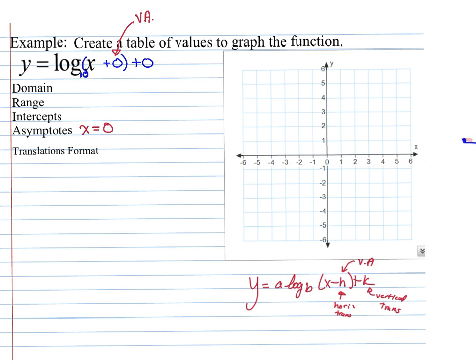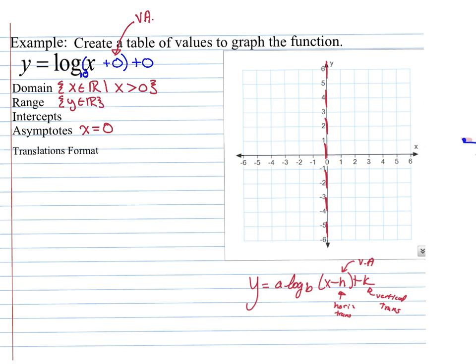Our domain, since we're going to have an asymptote at x equals 0, so this is our x equals 0, our graph is either going to be to the left of that line or to the right of that line. Most likely to the right. So it's going to be all the numbers that are greater than 0. So we're going to have x as an element of the reals, such that x is greater than 0. All my values are going to be to the right of that line. Our range is going to be all the numbers, all the positive and all the negative numbers. So that is going to be y as an element of the reals.